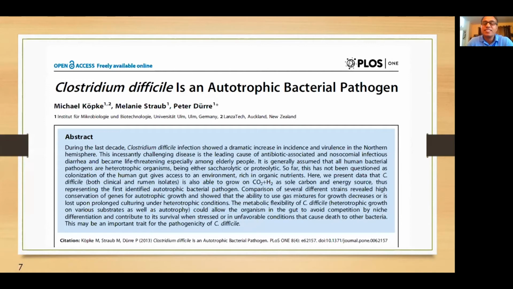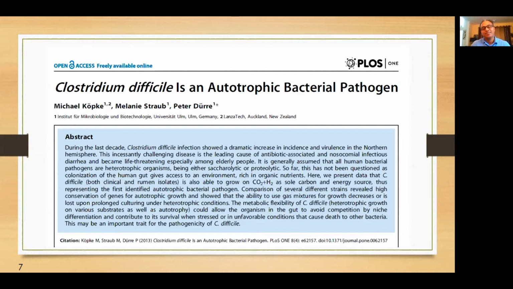There is another interesting fact about this bacterium, Clostridium difficile. A group of scientists from Germany and New Zealand discovered that Clostridium difficile is an autotrophic bacterial pathogen. It means they can grow on carbon dioxide and hydrogen as the sole carbon and energy source, thus representing the first identified autotrophic bacterial pathogen.